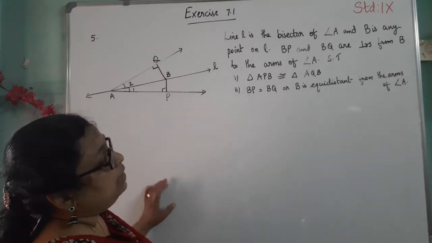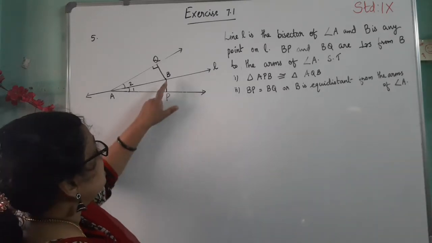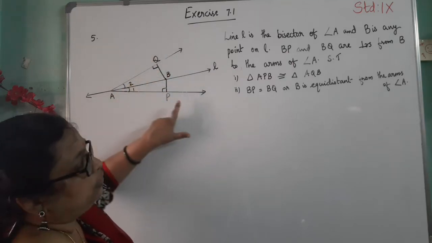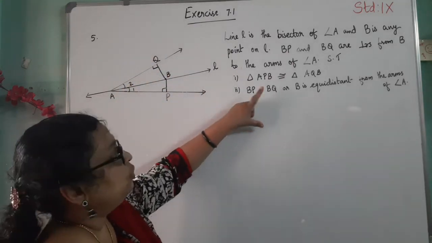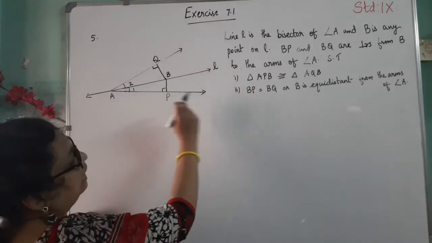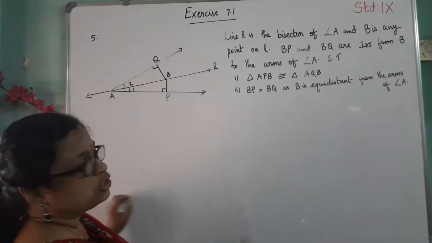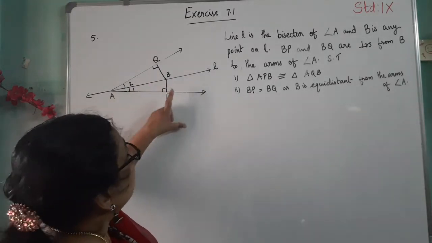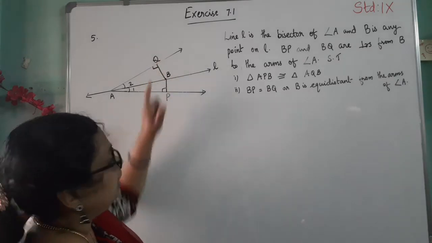Then BP and BQ are perpendiculars from B, that is angle P equal to angle Q equal to 90 degrees. Then show that triangle APB and triangle AQB, these two are congruent, and also BP equal to BQ, or B is equidistant from P and Q.